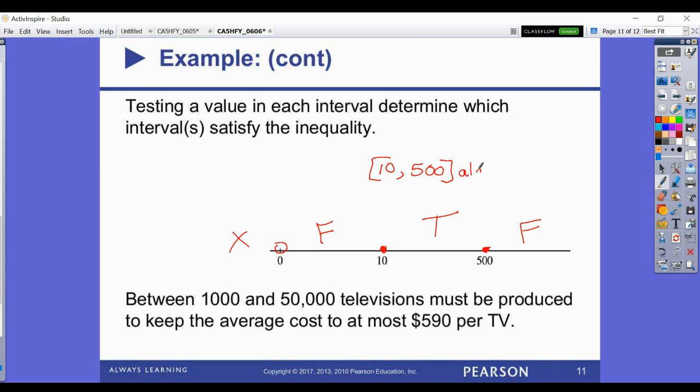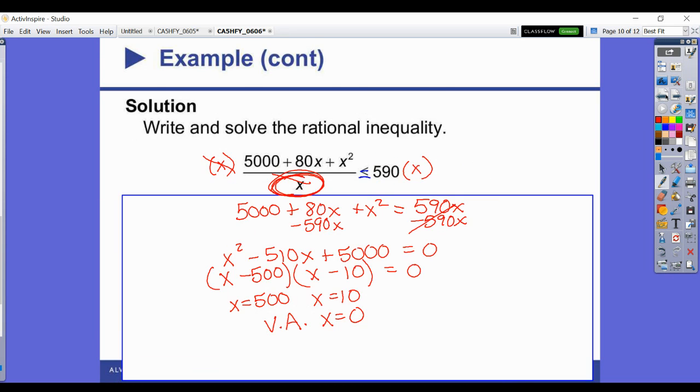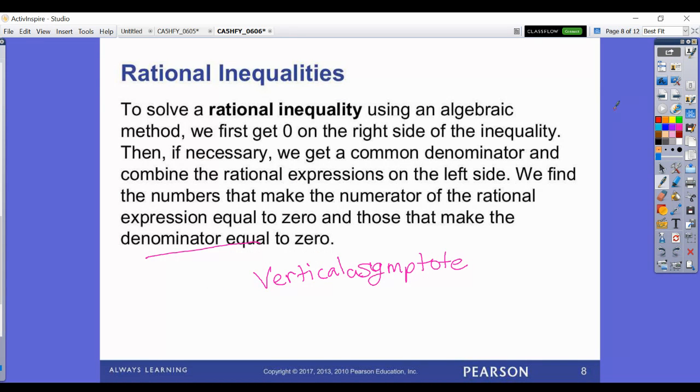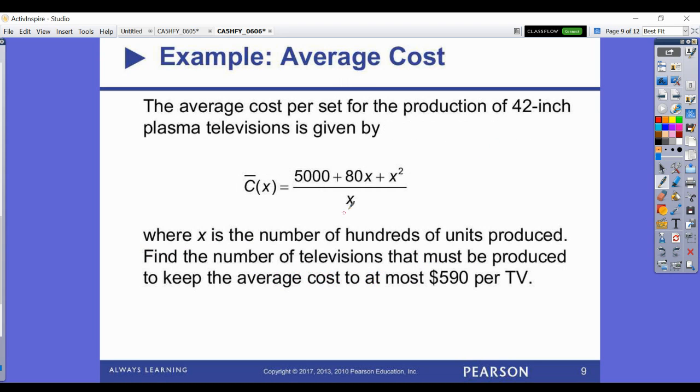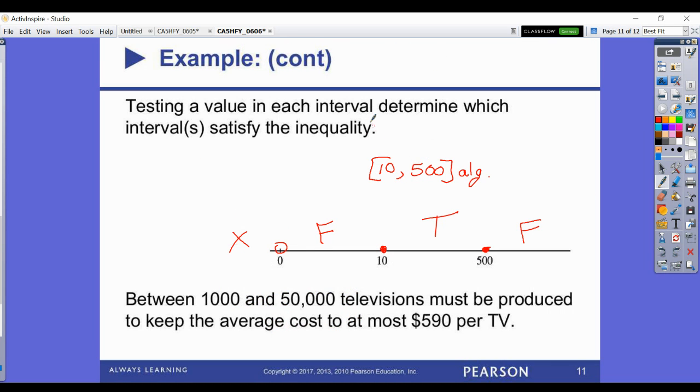This is the algebra. But for this problem, it was in hundreds, I believe, if we read the question. Where is it? Oh, sorry. Number of hundreds of units produced. So we just have to stick hundreds on our answer. So add 2 zeros. So between 1,000 and 50,000 TVs for the context of this problem.